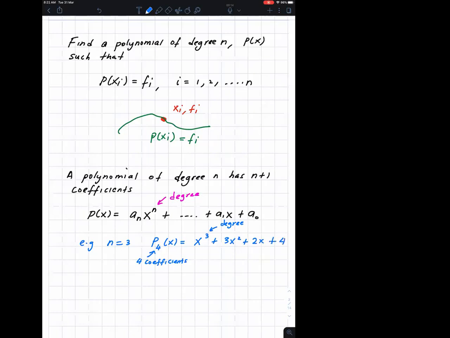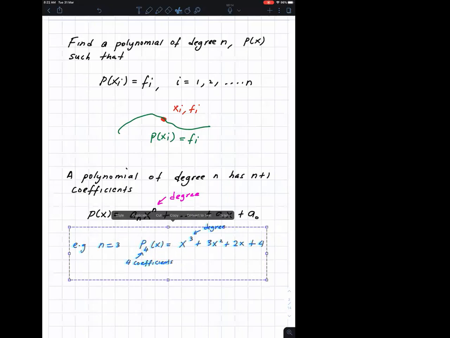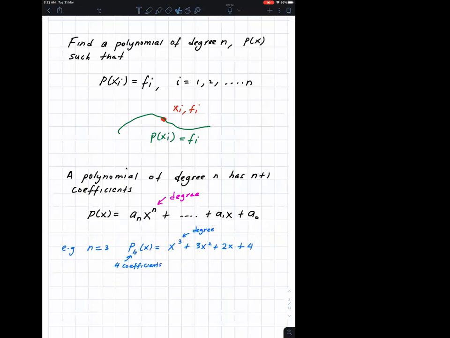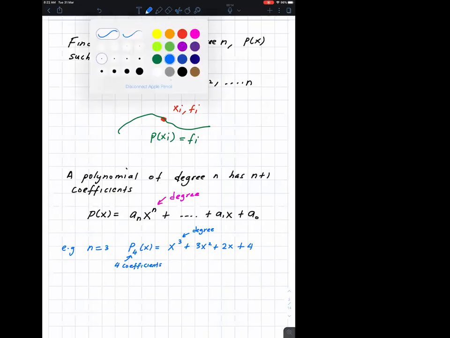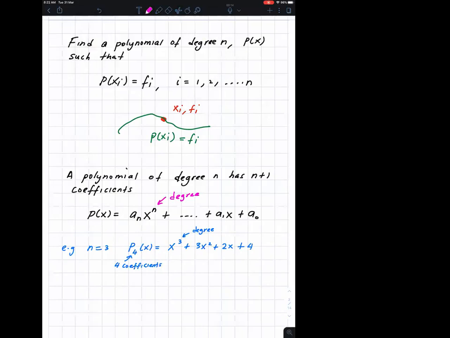I'm just making this polynomial up. There's no significance in this, just an example. A polynomial of degree 3 will have 4 coefficients.